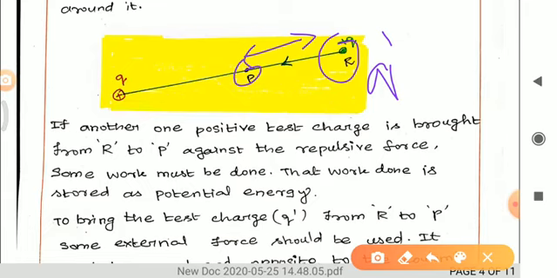The same thing I wrote here: another positive test charge q dash is brought from R to P against the repulsive force. Because of the same kind of charge, according to Coulomb's law of electrostatics, they will repel each other. To bring them together, we have to do some amount of work, with a force greater than, or at least equal to, the repulsive force.